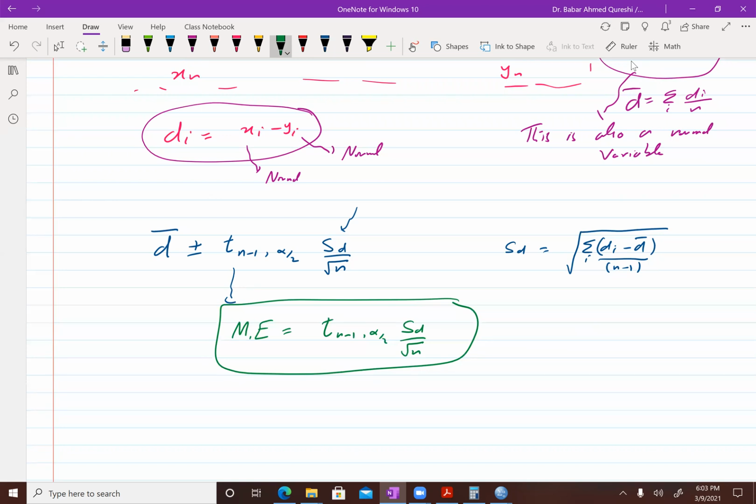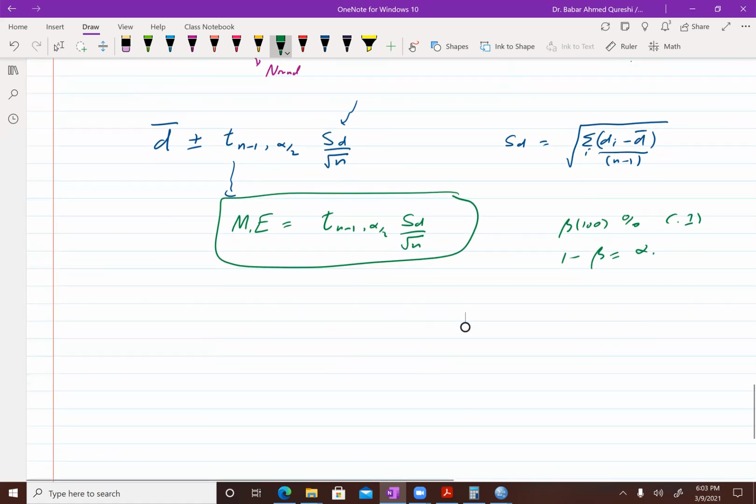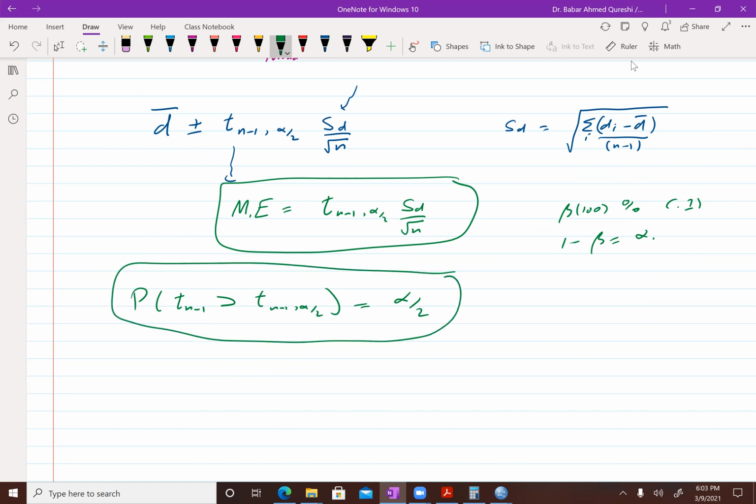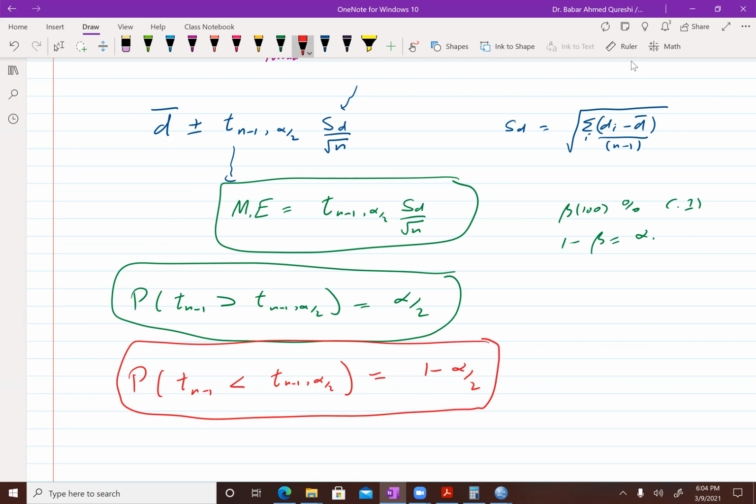And this alpha is related to it: if you want to put a beta times 100% confidence interval, then 1 minus beta is alpha. And this t, you know it, is that critical value for which this probability is greater than alpha by 2. If you are computing the cumulative probabilities, it's the one for which the probability that t with n minus 1 degrees of freedom is less than it is 1 minus alpha by 2. And this t is, as usual, the Student's t distribution.